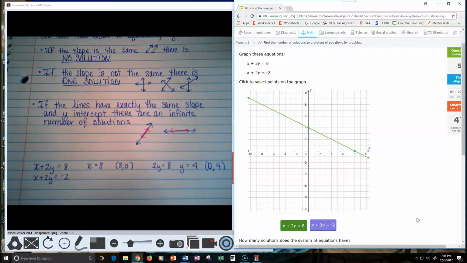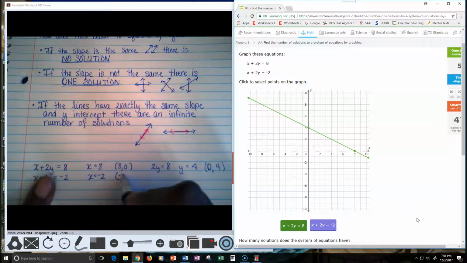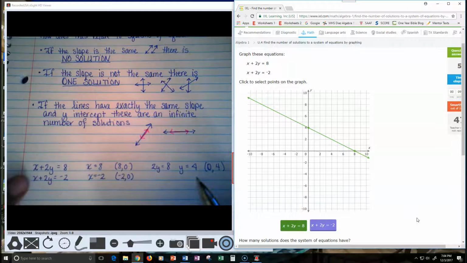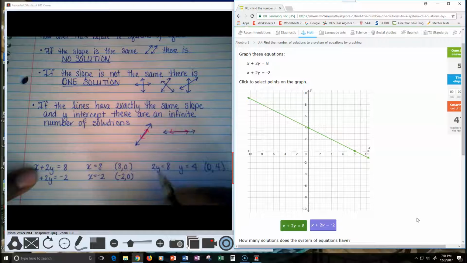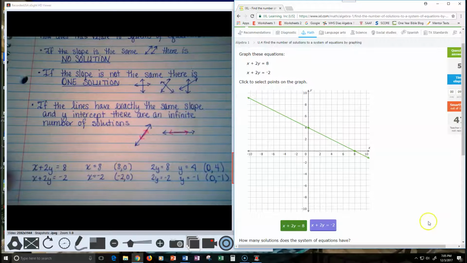And then on the other one, cover up again. We've got x is equal to -2. Therefore, our ordered pair would be -2, 0. Cover up x this time. And then we've got 2y is equal to -2. Therefore, y is equal to -1. Our ordered pair would be 0, -1. So for this one, we've got -2, 0, and then we've got 0, -1. And look at that, they're parallel.